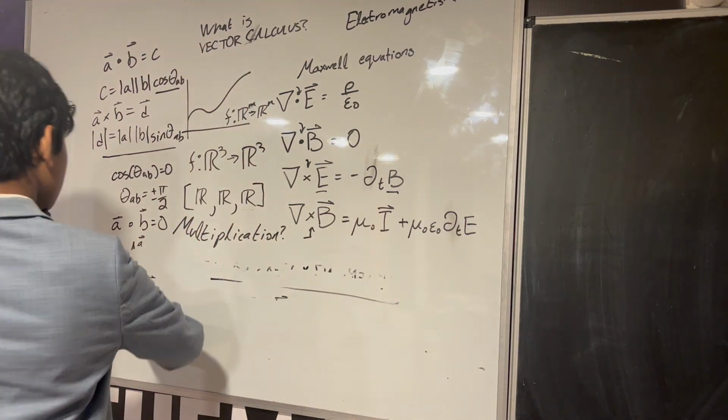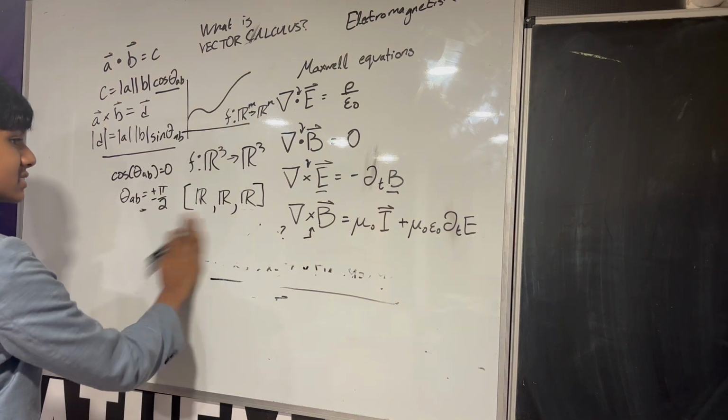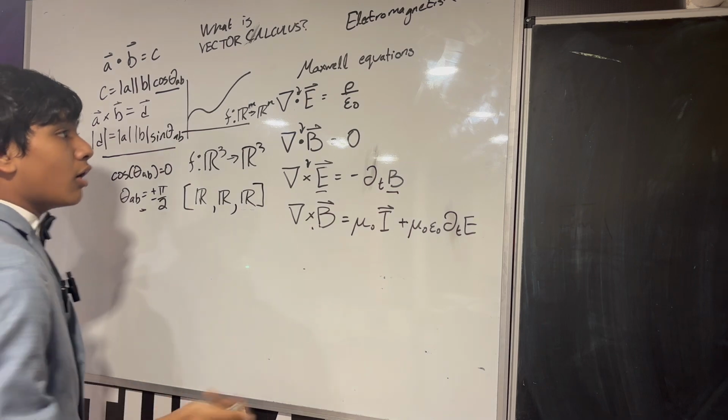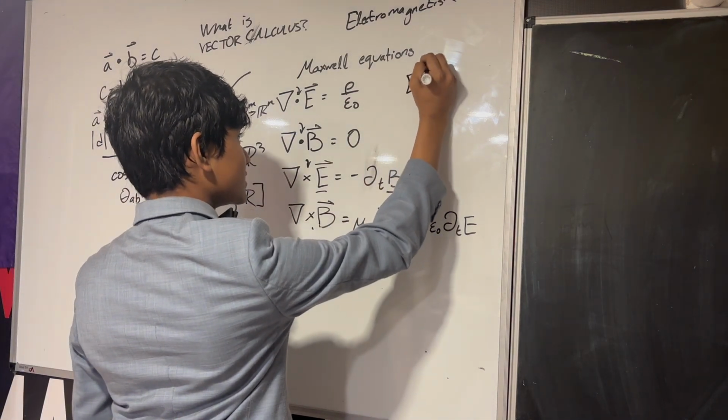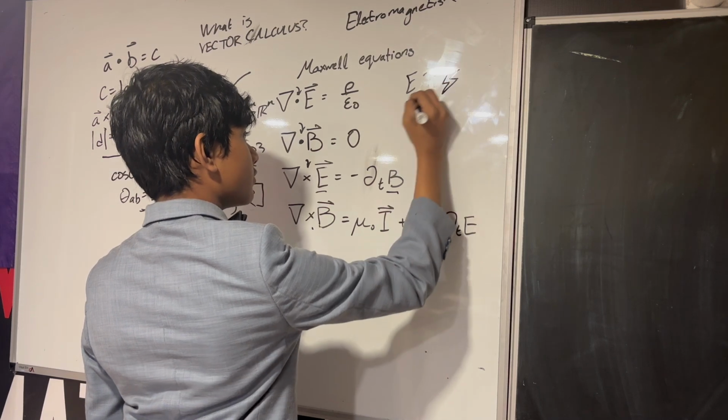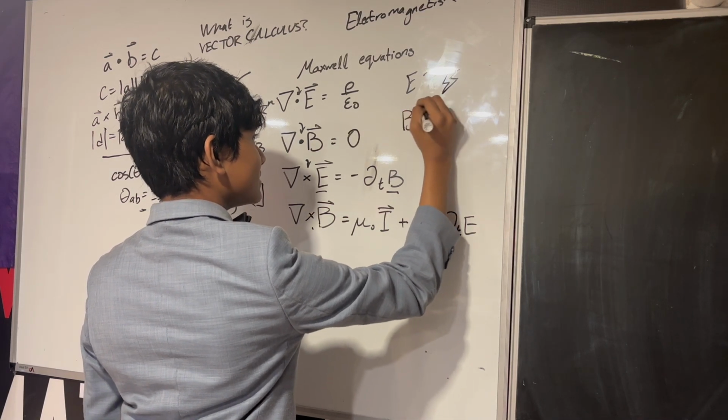So, now you know what the dot and cross symbols here mean. But you might be wondering, oh, and just for reference, E is electric field. Don't feel like drawing that. And B is the magnetic field.